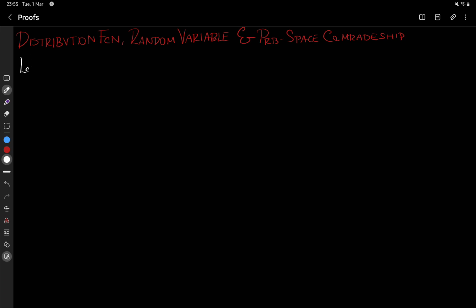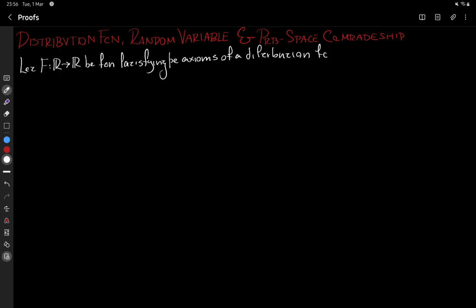So, what's the claim? Well, let F be a real function from the real number line onto the real number line, satisfying the axioms of a distribution function. Well, they're not really axioms, more like characteristics.